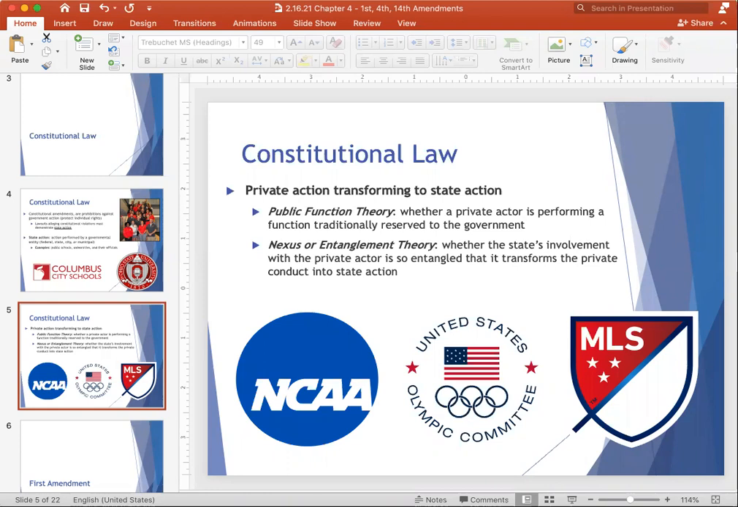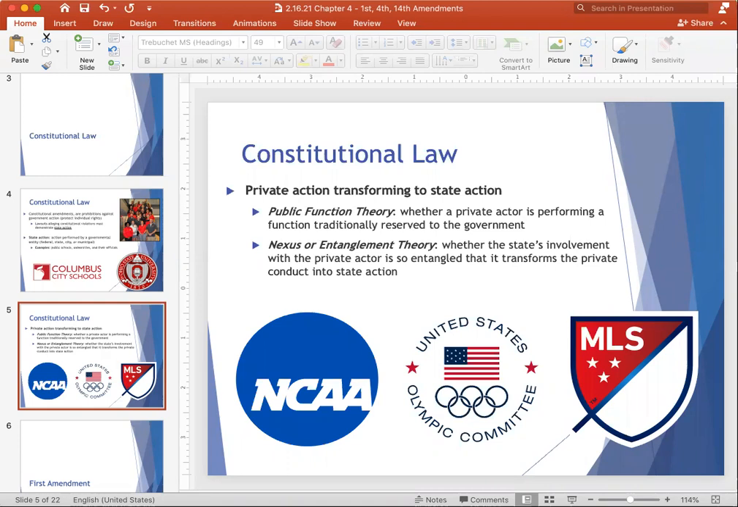So often what we'll see in professional sport is that a professional sport organization may receive some funding from the state in order to fund their facility. They may have access to a public facility. They may even have access to police officials to provide extra security during their events. But that is not enough entwinement to make the private actor's conduct considered state action.